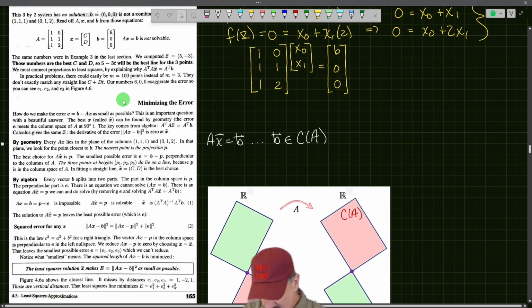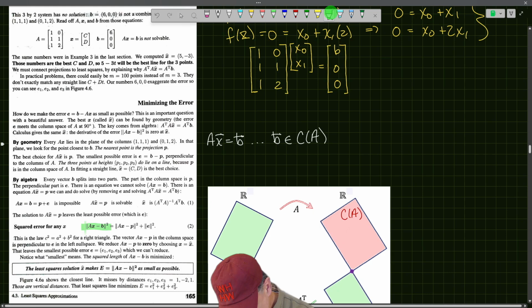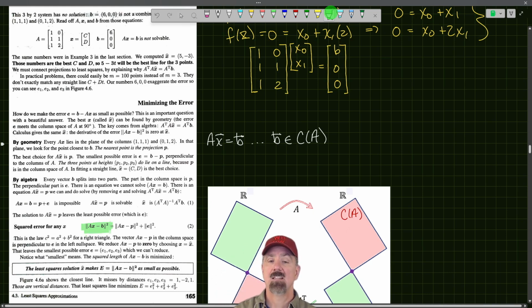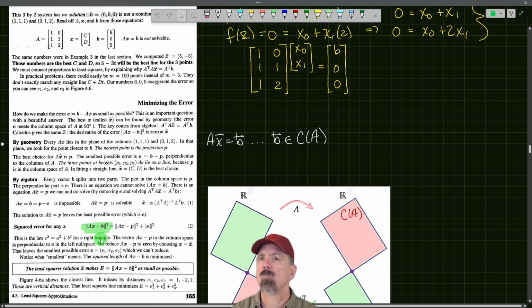Let me jump forward just a little bit into this really important point here. What we're doing is minimizing this term here. We are taking the difference between AX and B, and we're trying to make that as small as possible. Let me demonstrate what that looks like for our particular problem.